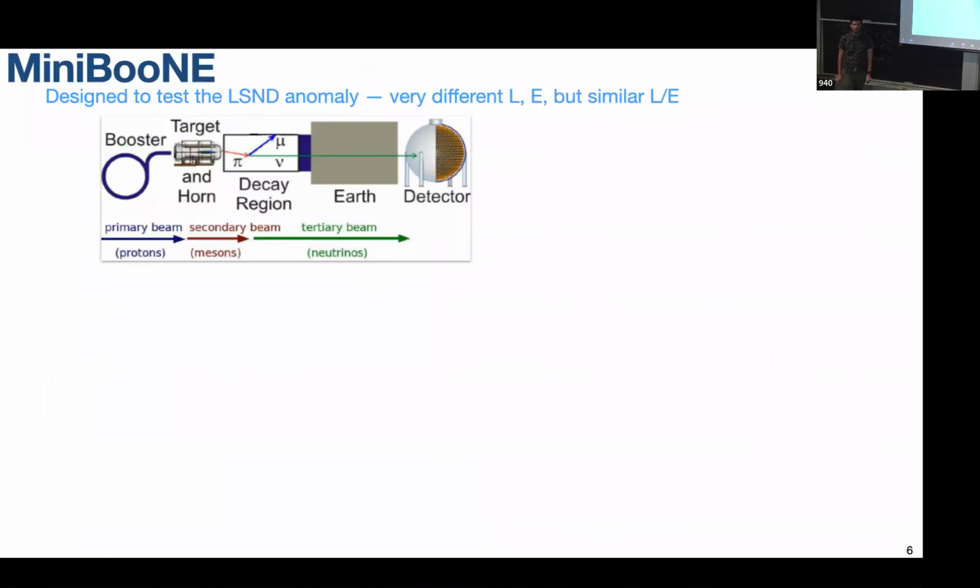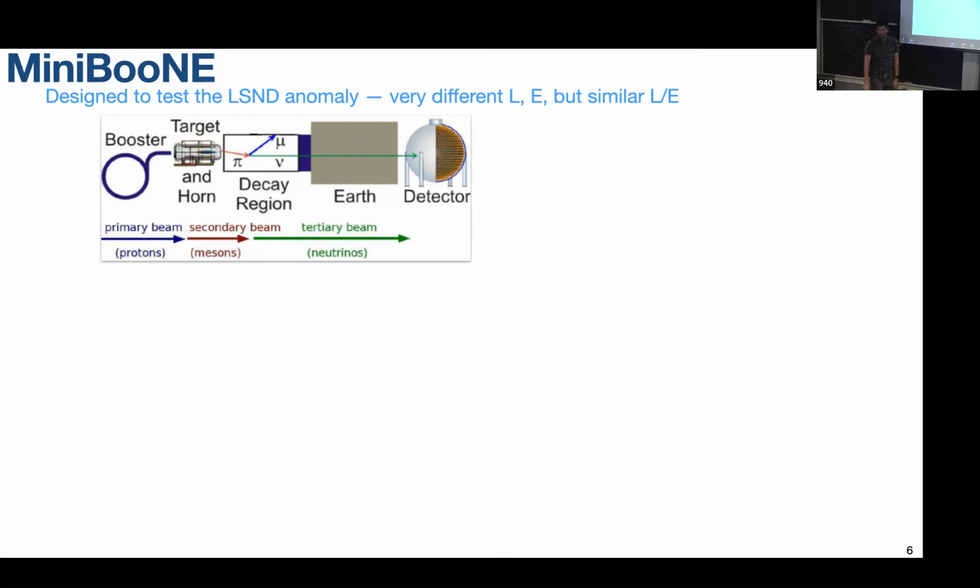So MiniBooNE came along to try to test this anomaly. Specifically, it was designed to test this anomaly in a similar range of L divided by E, so a similar diagonal in that L versus E plot, but very different L and very different E, hoping to eliminate some of the systematics maybe associated with neutrino production, these scattering cross sections, you name it.